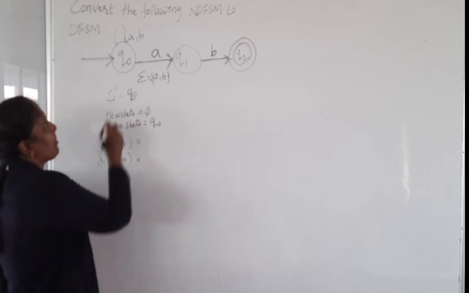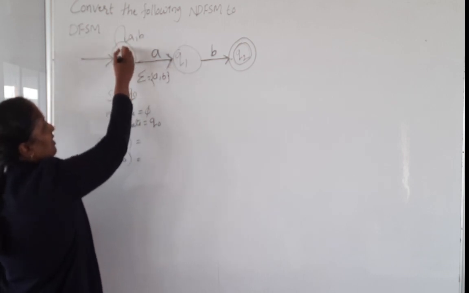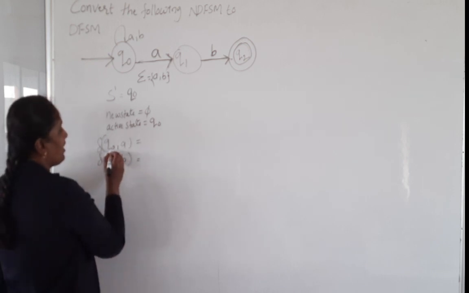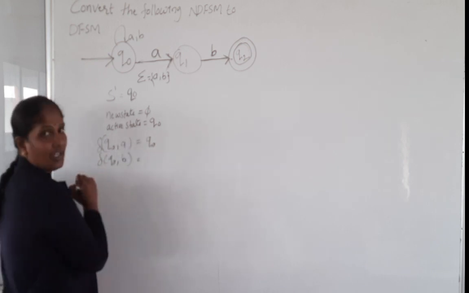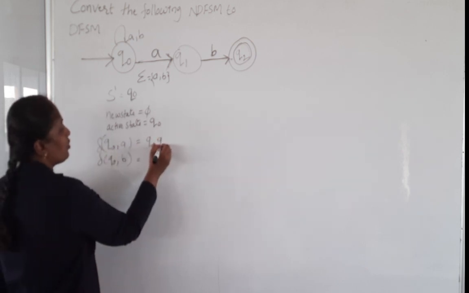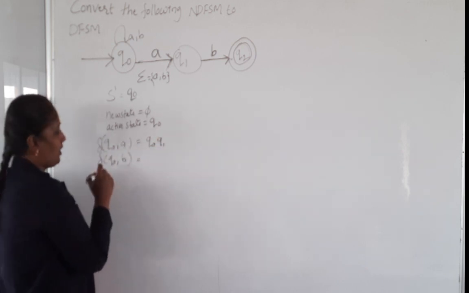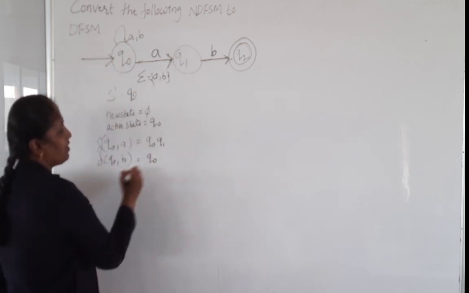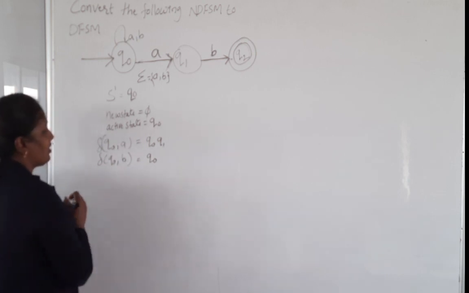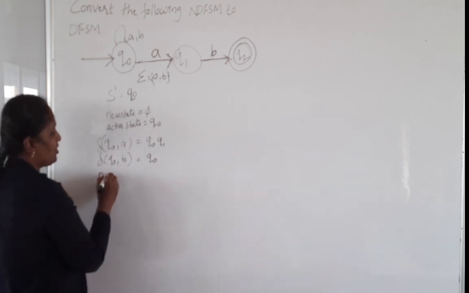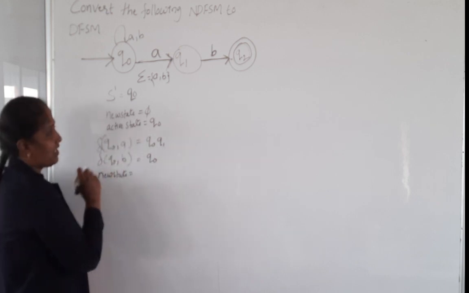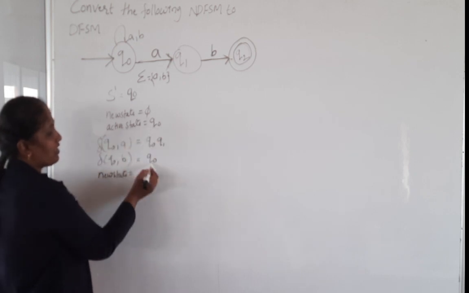For Q0 of A, I have two transitions. One is a self loop and one is moving to the next state, that is Q1. So I write Q0 of A: one is a self loop, that is Q0, and one is moving to the Q1 state. So what I get here is Q0, Q1. Q0 of B is a self loop, so I will write here Q0. Next, I should find out the new state. New states are the states which are not in the active state. Active state Q0 is there, and again I got Q0, so this will not be my new state.